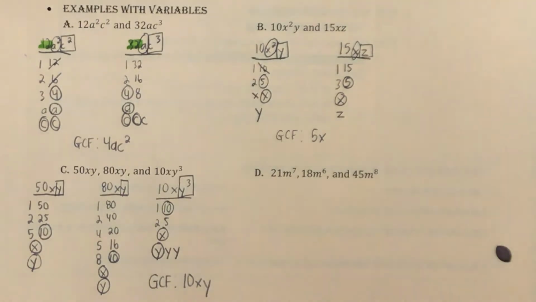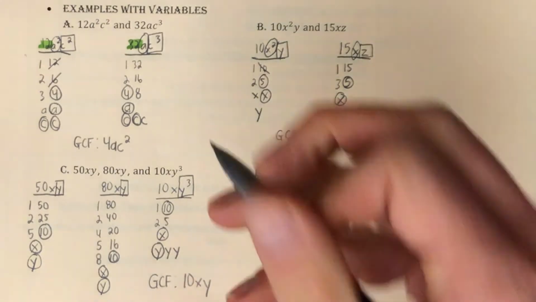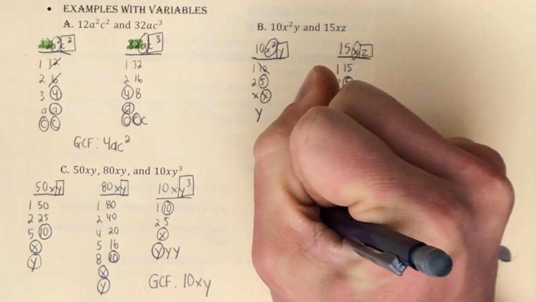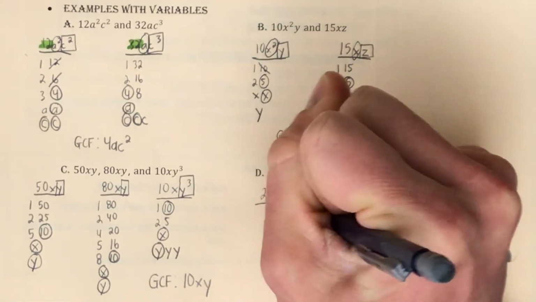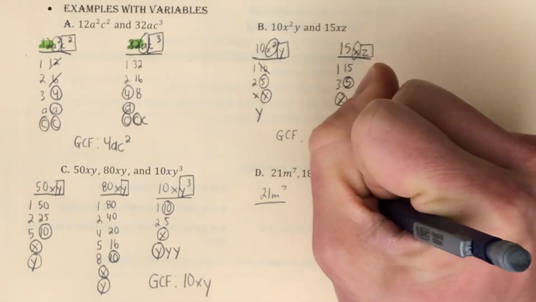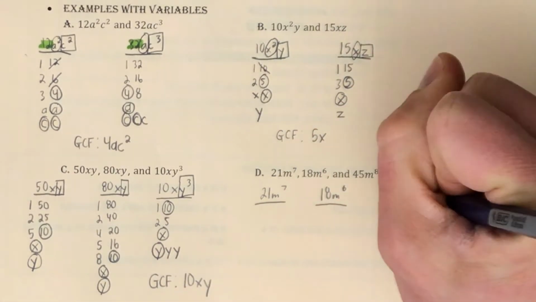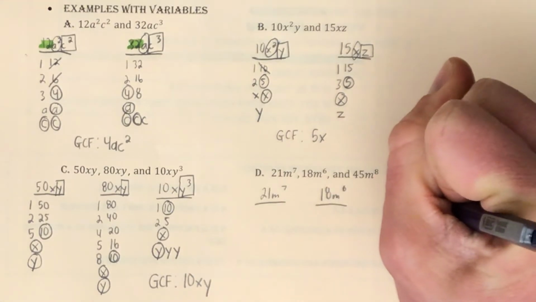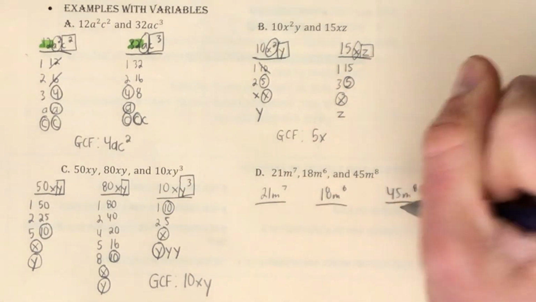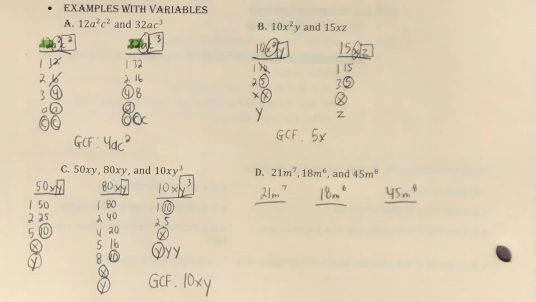All right, well, I'd encourage you to try example D on your own, then check your answer with mine. So example D, we've got 3 terms listed here, 21m to the 7th, so I'm going to write that down. Line underneath, 18m to the 6th, write that down, line underneath, and 45m to the 8th. Write that down, line underneath. And then go through and create our factor pairs list.